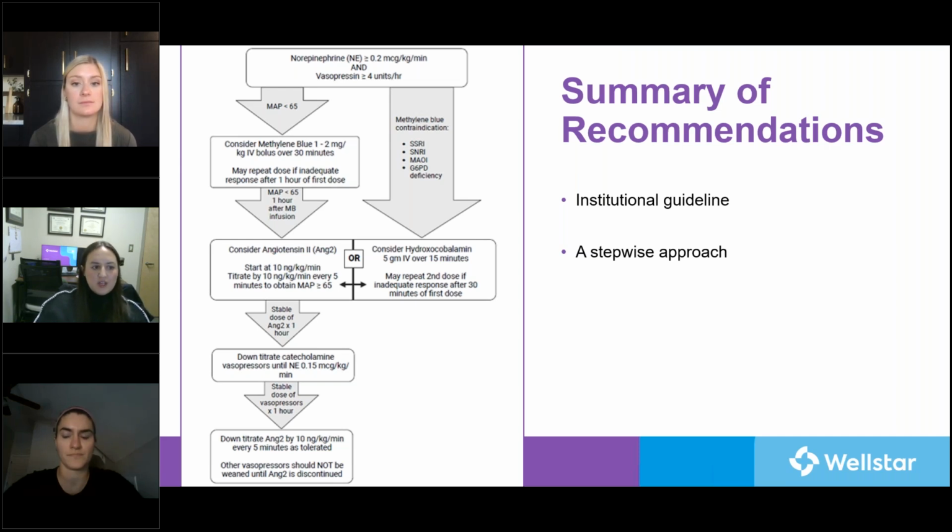And then after that, we typically have angiotensin 2 as our first agent to be discontinued just because we are concerned about the risk of thrombosis.